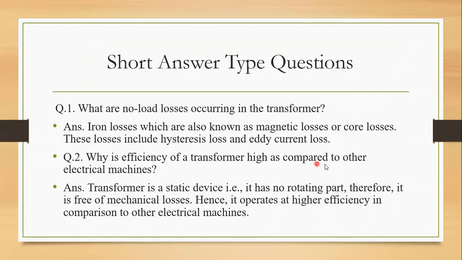Why is the efficiency of a transformer high compared to other electrical machines? Because there are no rotating parts. The transformer is a static device, not having any rotating parts. The transformer efficiency is high compared to all others. In machines, rotating parts are there, so extra frictional losses take place, that is called mechanical losses or frictional losses. But in a transformer, a static device, there is no rotating loss. That's why transformer efficiency is high compared to the remaining devices, that is DC machines, induction machines or synchronous machines.